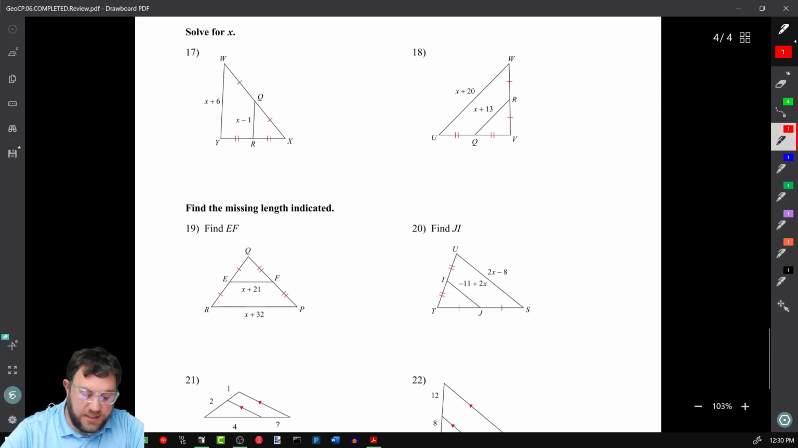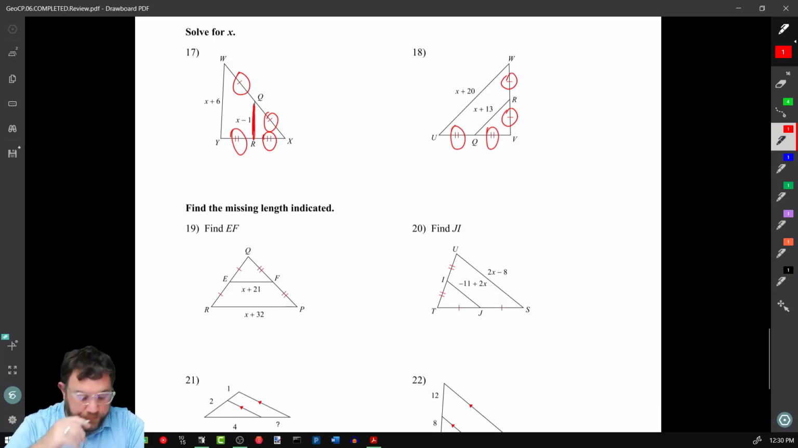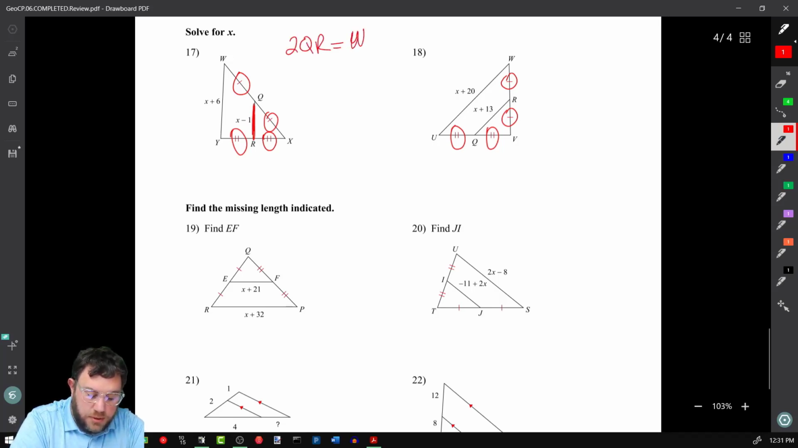For 17 and 18, we're still solving for x, but now we know we're dealing with midpoints and mid-segments. So because QR is a mid-segment, we know that 2 times QR equals WY. It's usually easier if we do the 2 times just because we don't have fractions. So I'm going to write that statement out. 2 times QR equals WY.